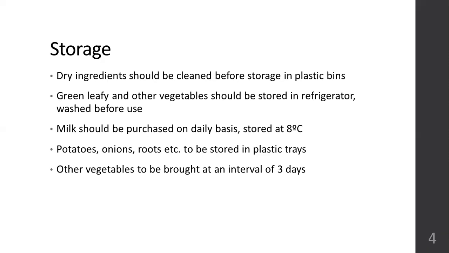Potatoes, onion, roots, anything that can sprout. Like potatoes, if you keep them in a dark environment, they will start sprouting. Onions also, if you keep them in a dark environment, will start sprouting. So all roots and tubers, if you keep them in a dark environment, usually they will start sprouting. So you have to keep them in a well lit environment, but in plastic trays. Don't keep them in a closed container because the humidity will lead them to sprout. Other vegetables should be brought at an interval of 3 days. Every 3 days, vegetable shopping can be done.